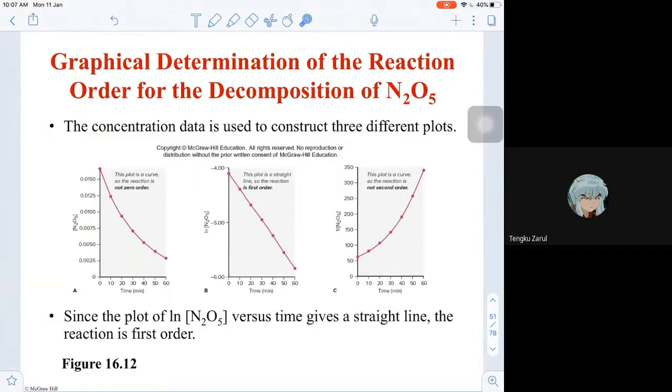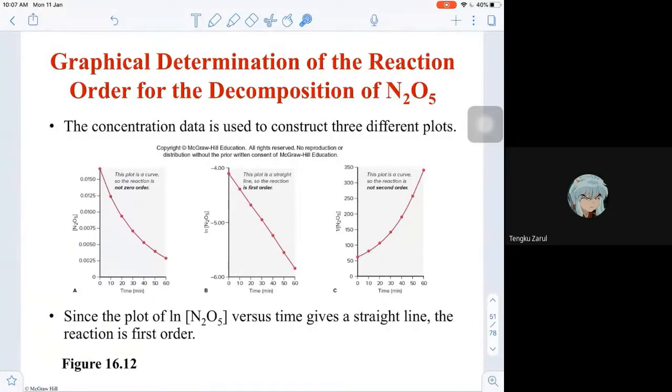So the reaction is not zero order. Why is the reaction not zero order? Because it's a curve. If it is zero order, it needs to be straight. Good. Yes, that's the criteria. That's how we determine the order of a reaction from the graph.